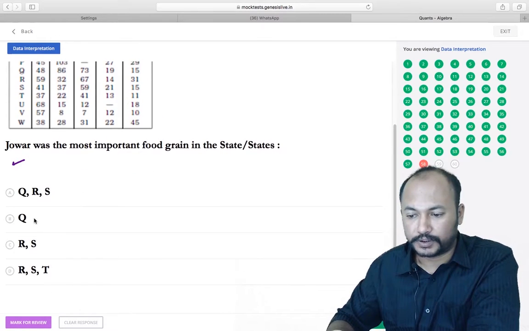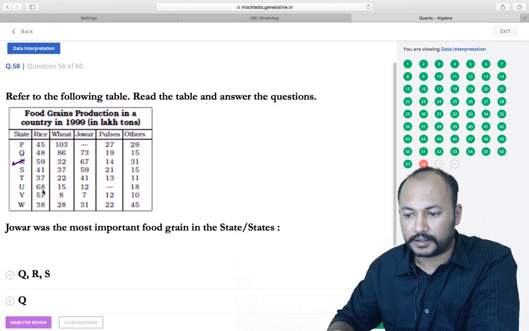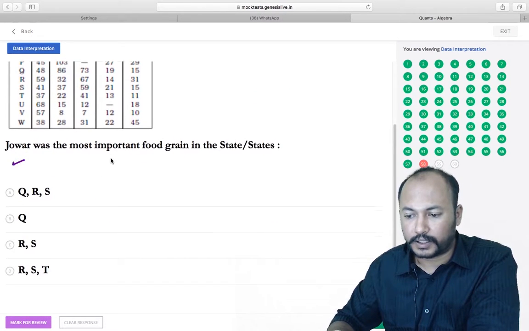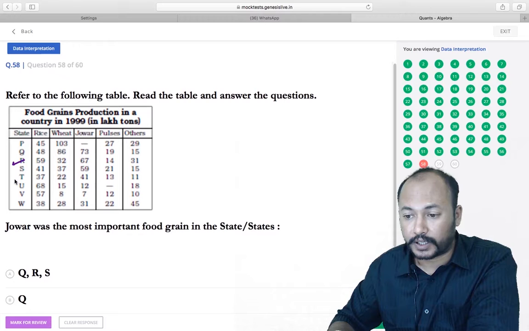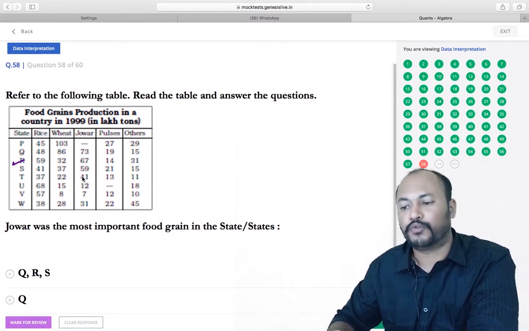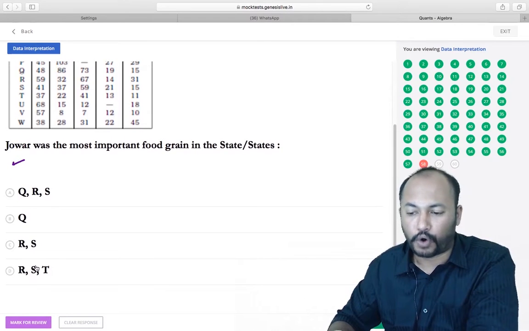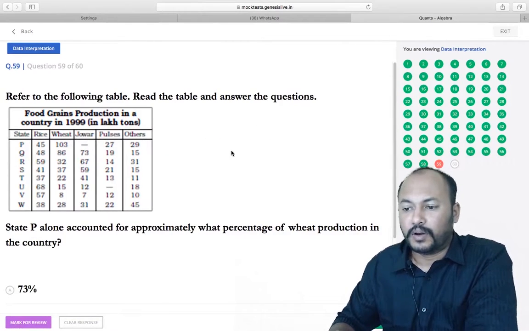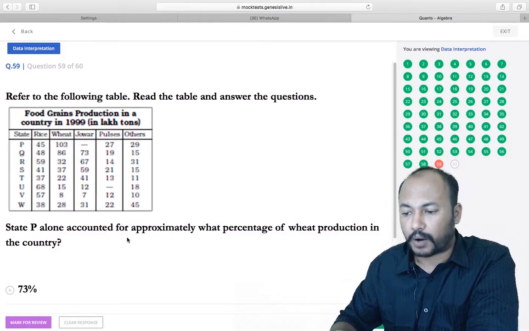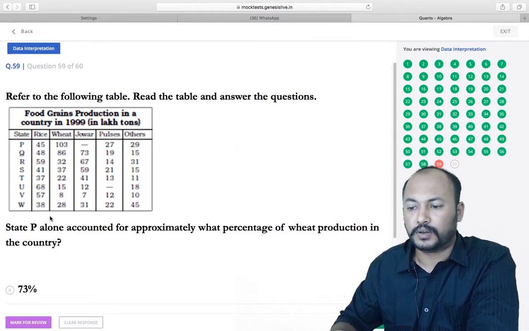Fine, look at the options. You have R, Q is not, I've already eliminated, so it cannot be these two. Then S and T, let's check S and T. Okay, R we have got, in S also yes, in T also 41. That is the most important because the remaining is, they are less than 41. Great, so the answer is R, S and T, option D. Okay, state P alone accounted for approximately what percentage of wheat production in the country? State P alone, it's 103.